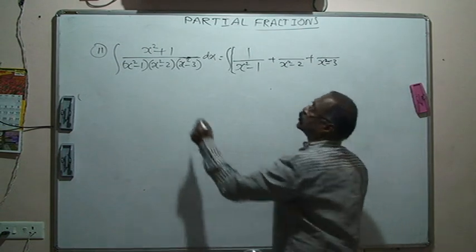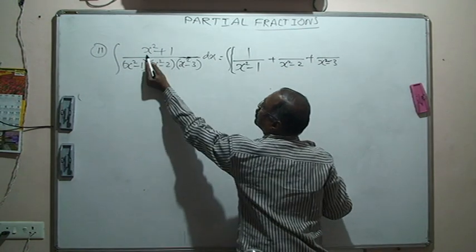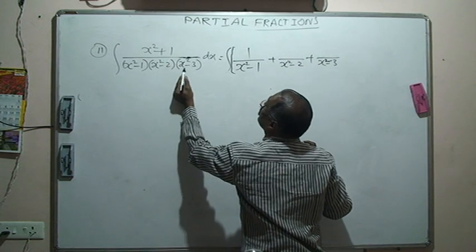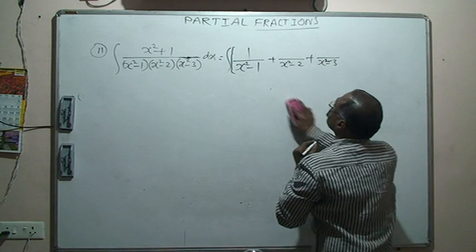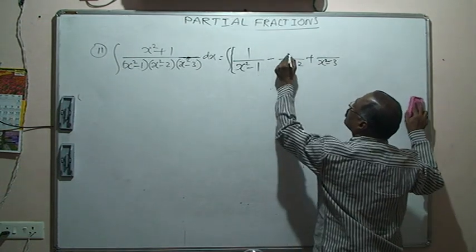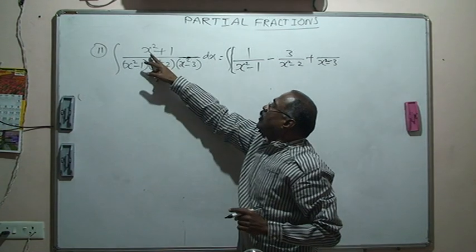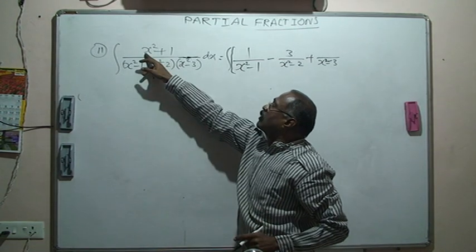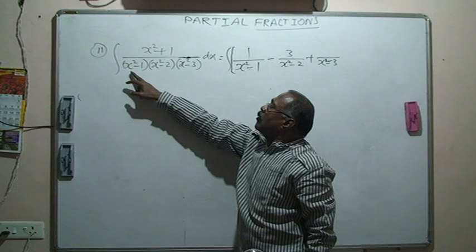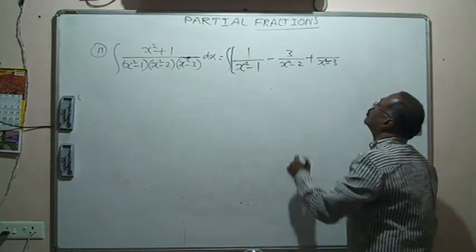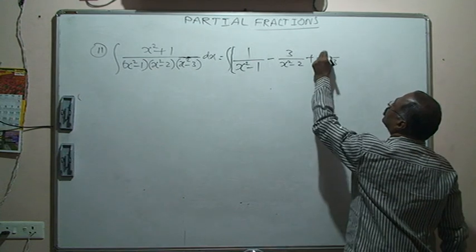Similarly, here also, put x square equal to 2 everywhere, but not there. This is 2 plus 1, 3. 3 by 1, 3. 3 by minus 1, minus 3. Done. Put x square equal to 3 everywhere, but not there. 3 plus 1, 4. 4 by 2, 2. 2 by 1, 2. Done.